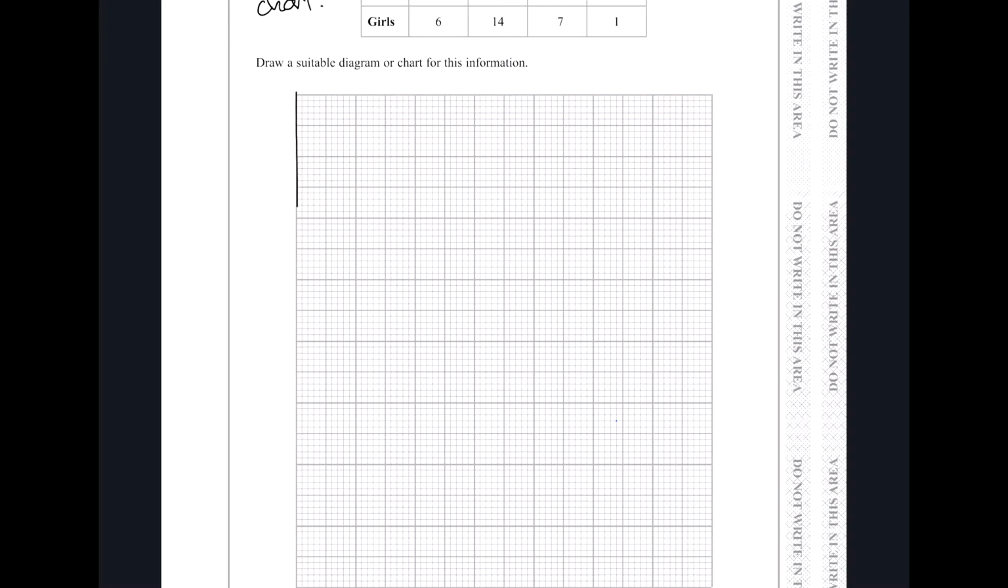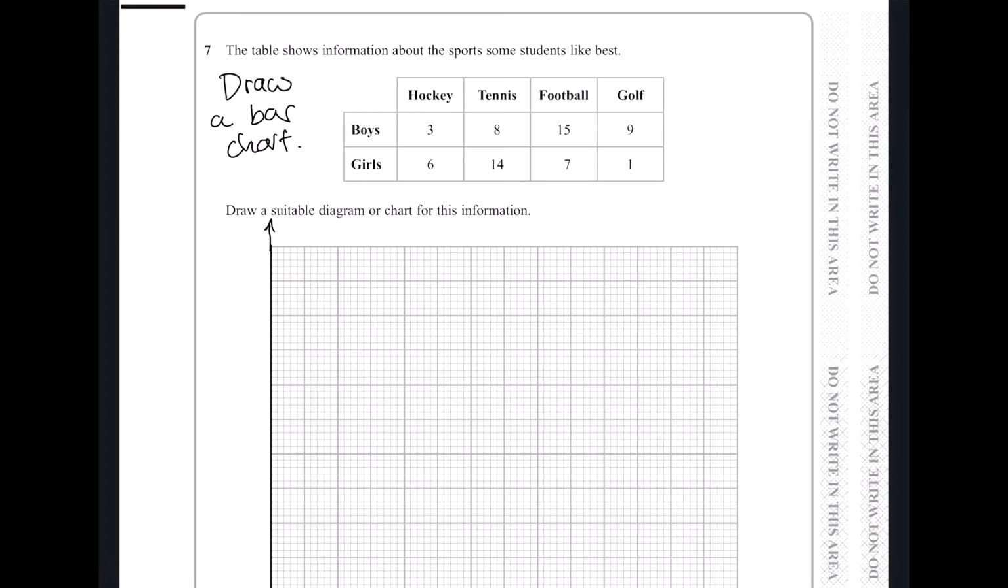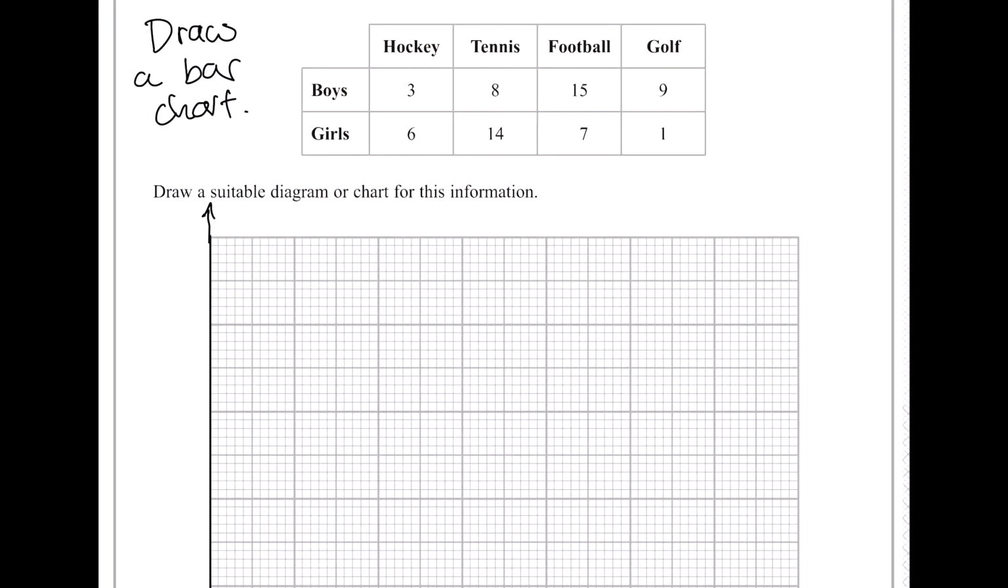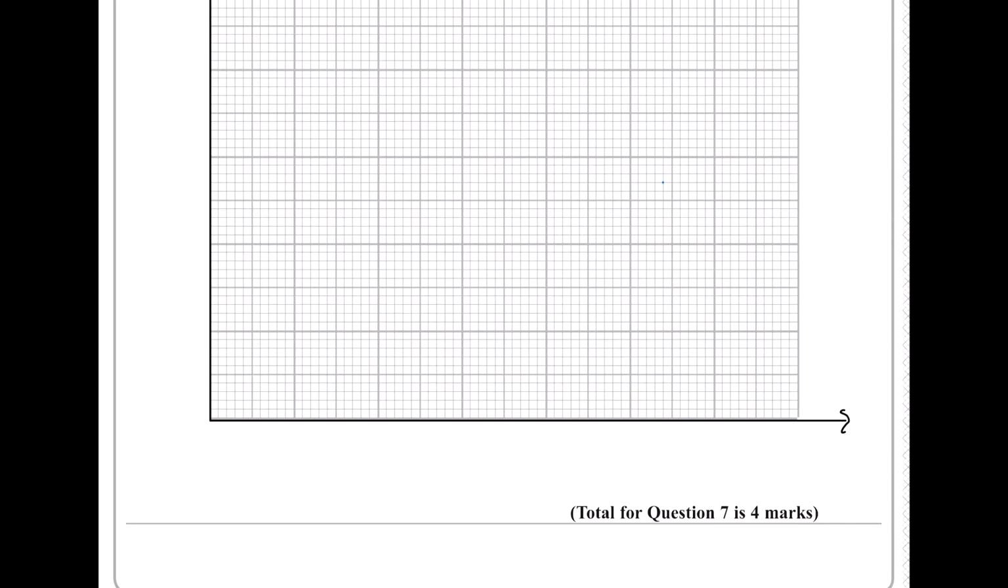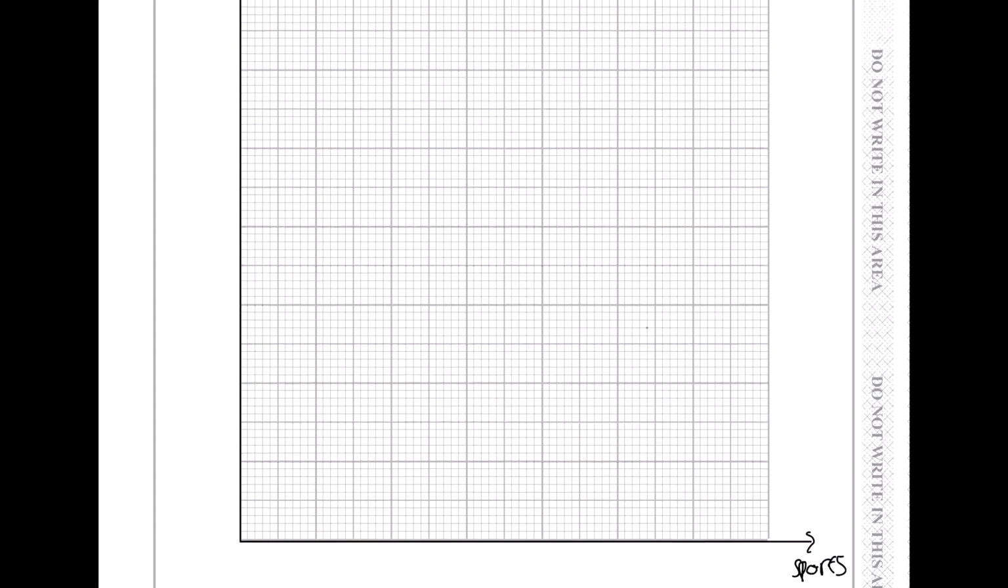So if I draw my axes up here and along here, the y-axis can be the number of students we have. So I can write that over here, number of students. And then the x-axis can be the different sports that we have, sports.